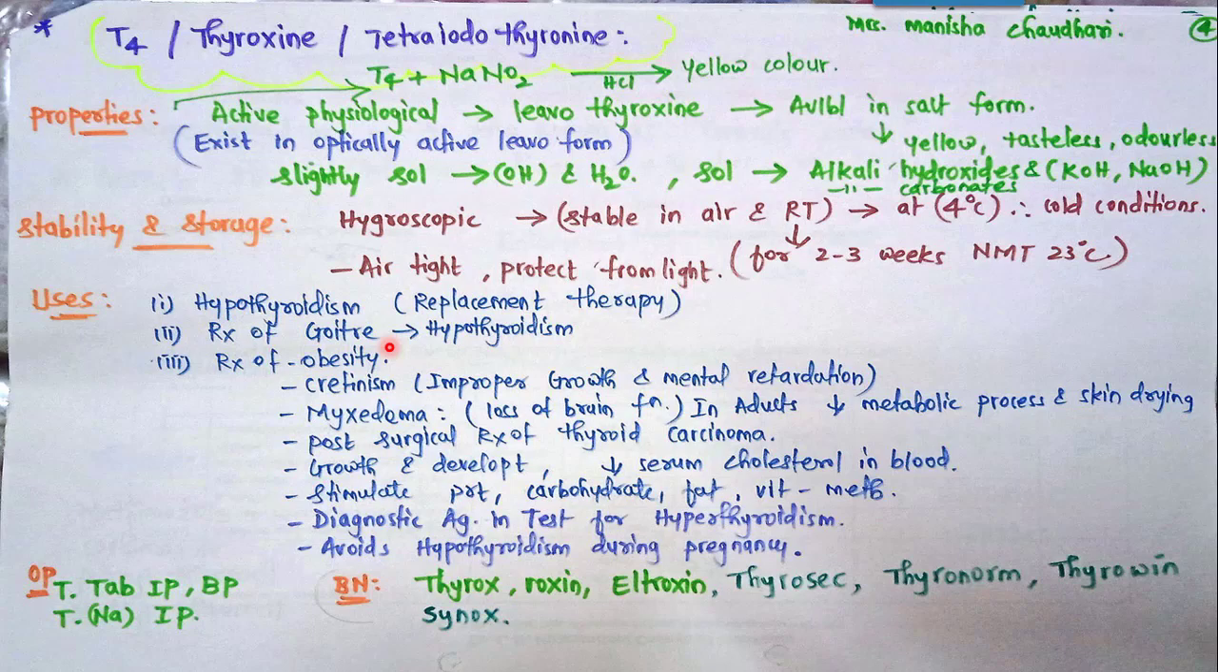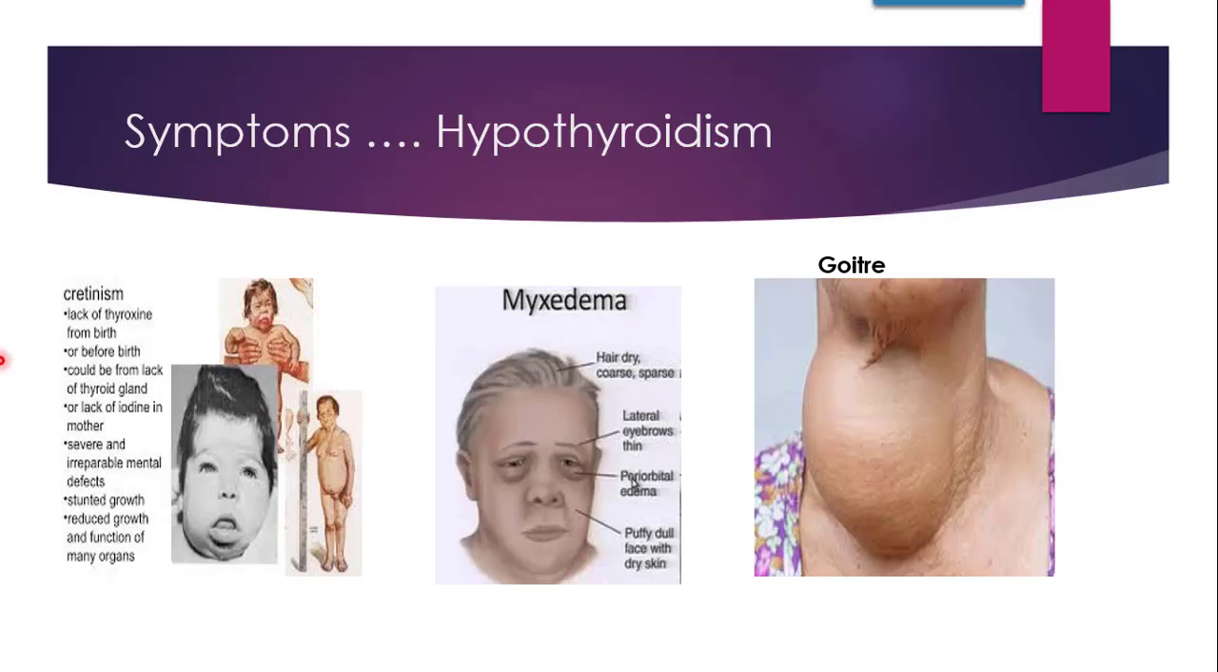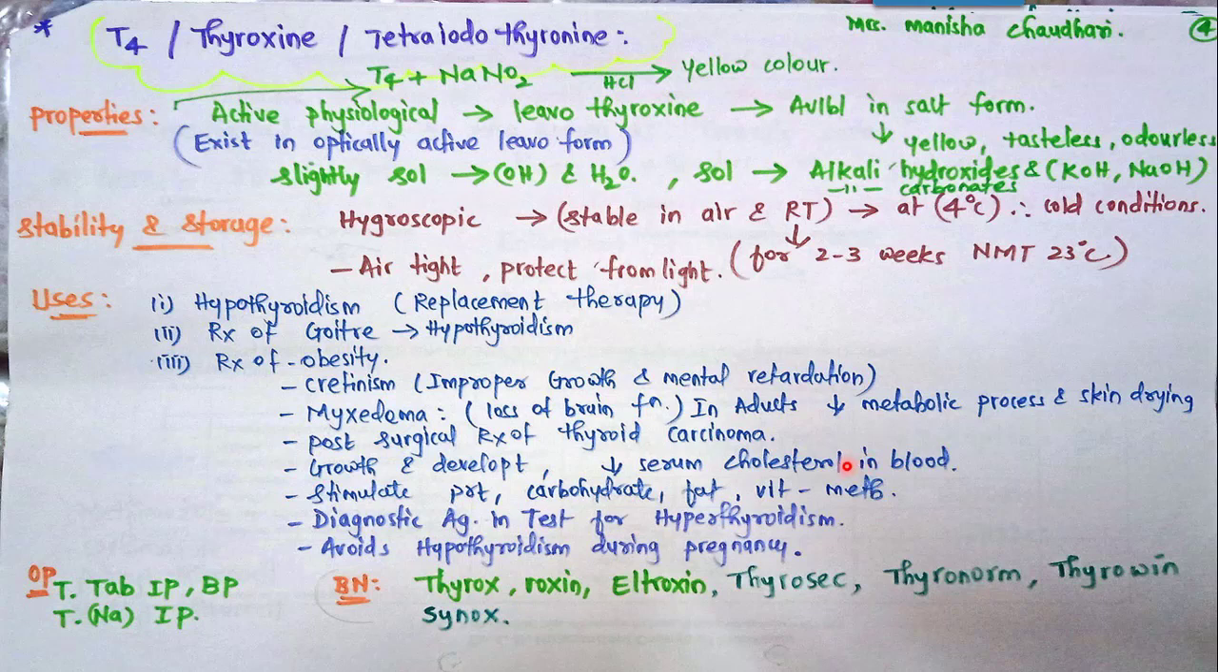In goiter, as you can see here in the image, this leads to enlarged thyroid glands due to overproduction or underproduction of thyroid hormones. So in condition of goiter also T4 is used. Then again it is used in treatment of obesity, cretinism, myxedema.